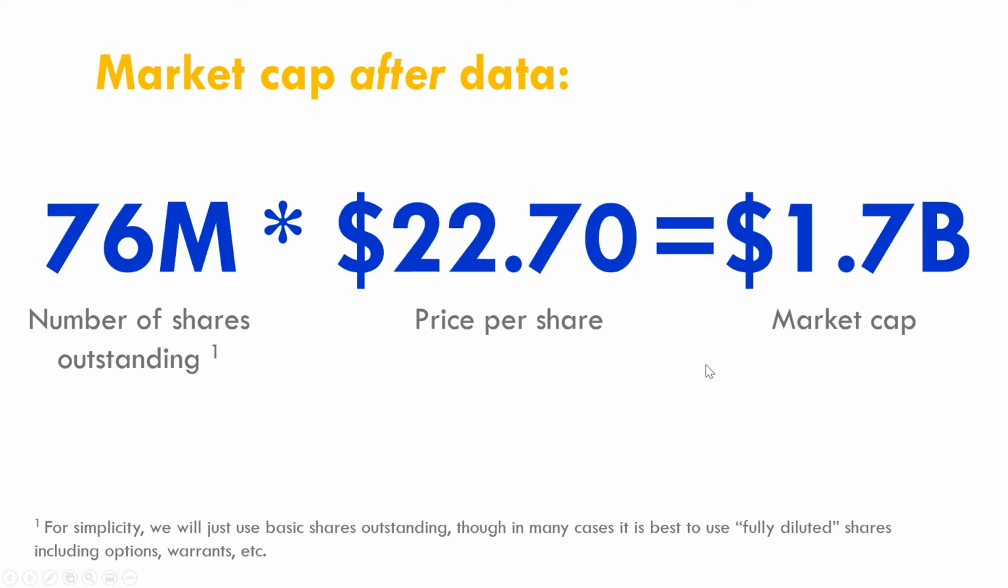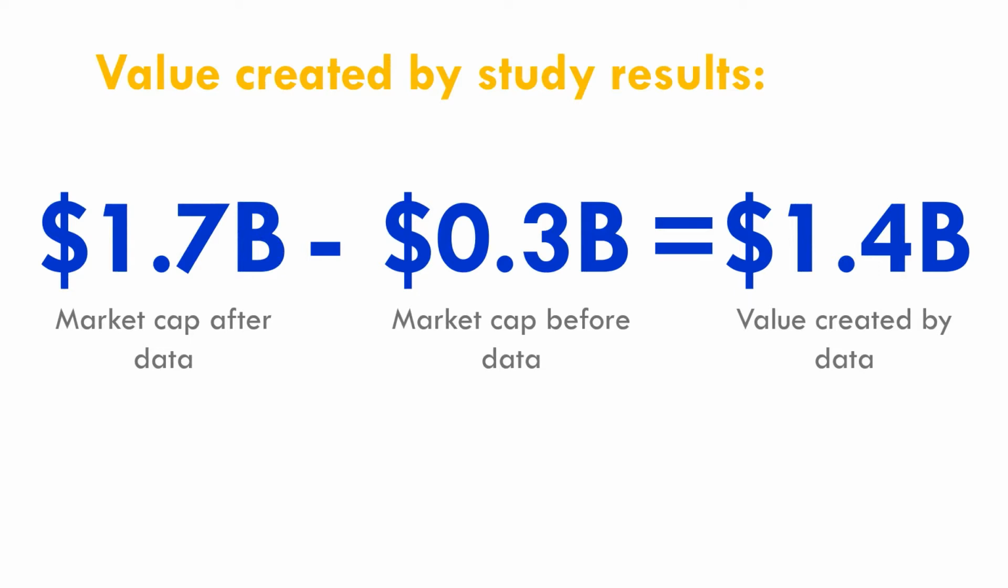After the data, the stock price went up to $22.7 per share. That gets you a market cap of $1.7 billion. So subtract that, and the value created by this data was $1.4 billion. What does that mean? If we tie that back to the concept we discussed in the last video, basically the concept that value is the sum of all the cash a company is going to generate in the future, investors thought the future cash flows that the company would generate were going to be $1.4 billion higher based on this data.